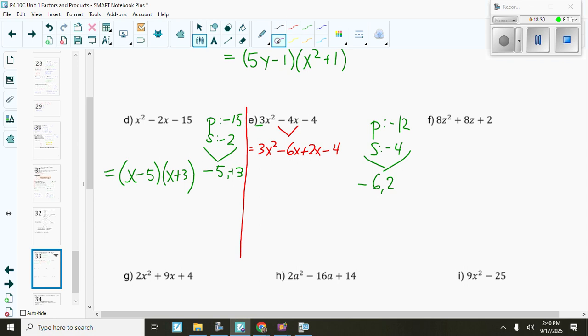Now I can do grouping. I can take out 3x here, and I'm left with x minus 2. My greatest common factor for these two is a 2, so x minus 2. My brackets are both the same, so I can pull them together, and then my leftover factor.